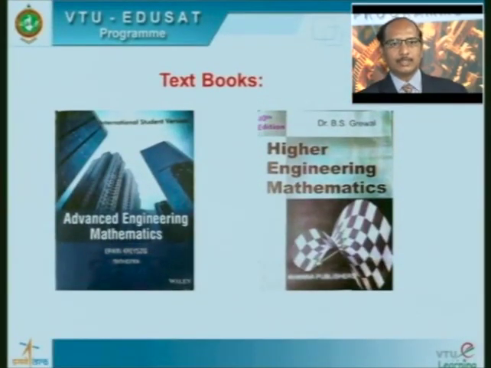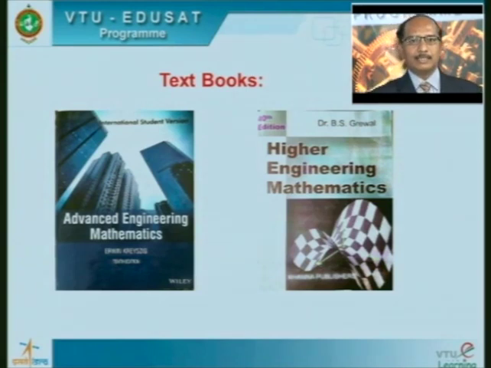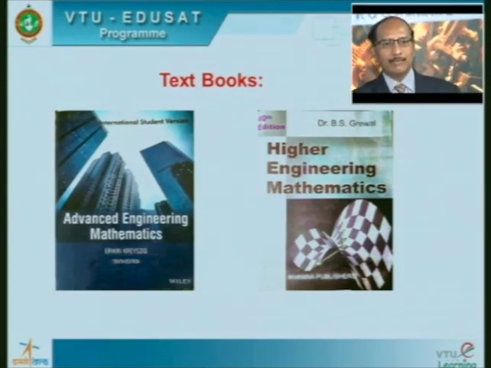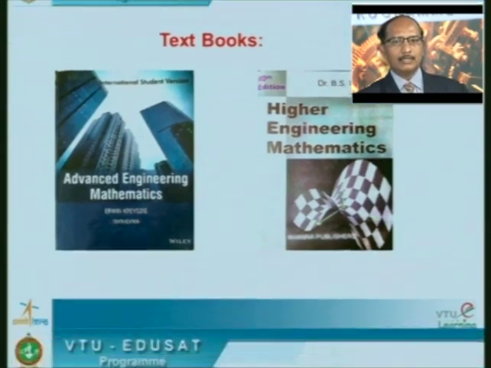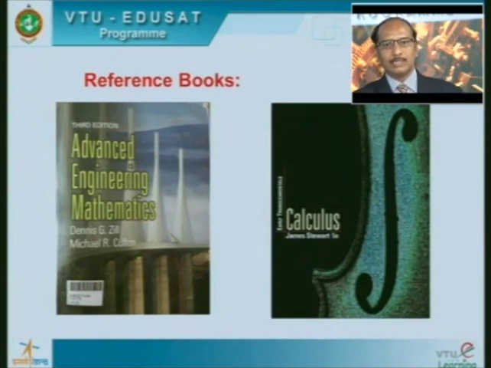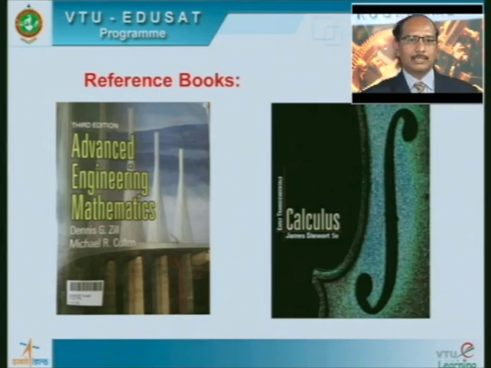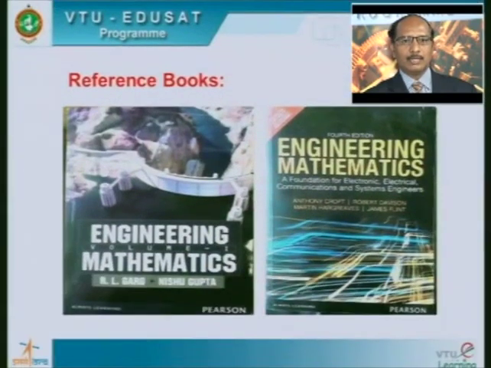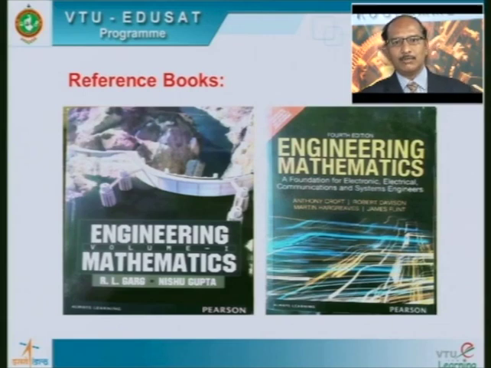So these are the books you can refer. One is Higher Engineering Mathematics, that is B.S. Grewal, that you know already. Another one is Advanced Engineering Mathematics, Erwin Kreyszig. And also you can refer to a good book, Calculus, written by James Stewart. Another book, Advanced Engineering Mathematics, Gill and Cullen, is one more book. And you can also refer to the Pearson edition Engineering Mathematics book, and one more, Engineering Mathematics by Davison.